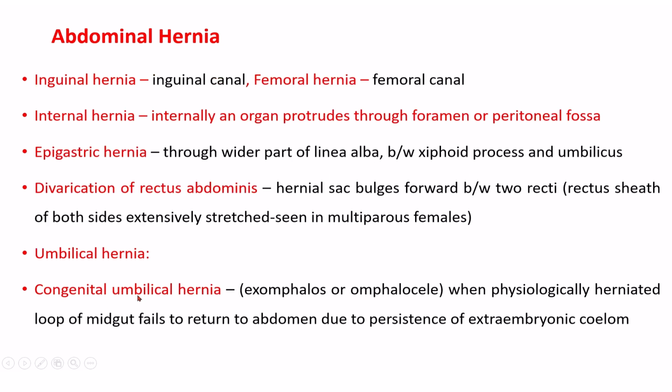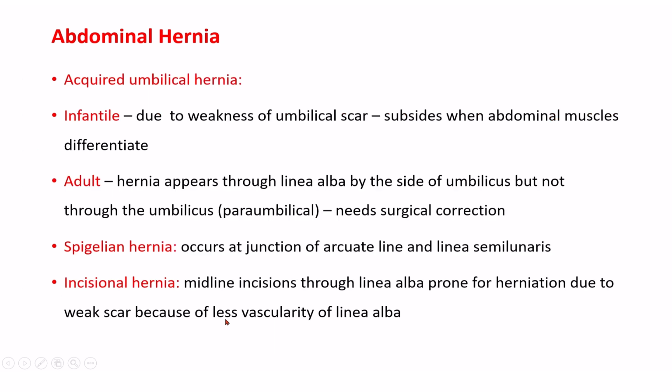This also you will understand when we deal with the development of the gastrointestinal tract, especially the development of the midgut. So congenital umbilical hernia is one thing. Then the next one is acquired umbilical hernia. In this again there are two types, infantile and adult. The infantile type is due to weakness of the umbilical scar. It subsides when the abdominal muscles differentiate eventually. There is not much requirement of surgical intervention.